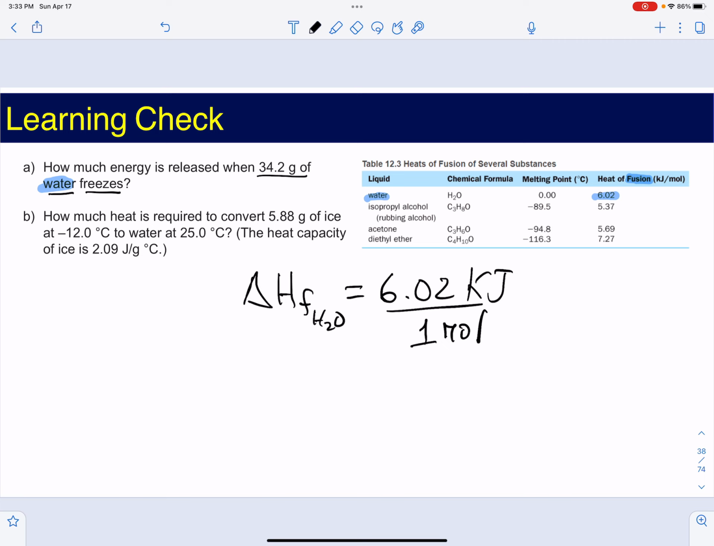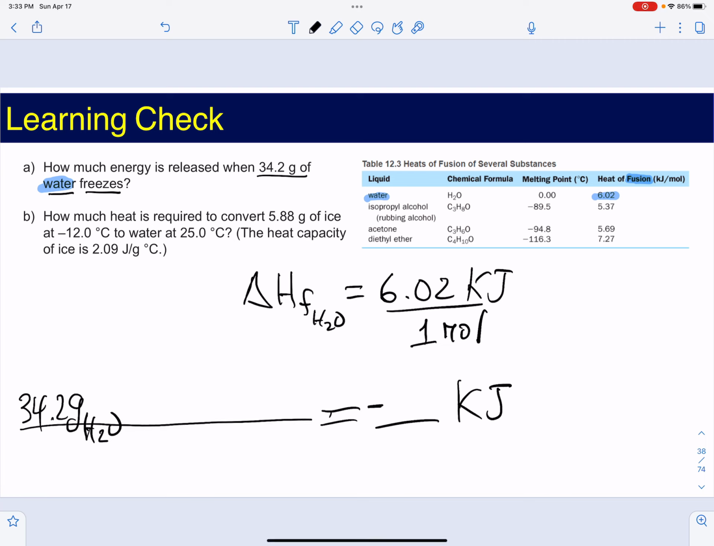Which means if we're looking for how much energy the process is going to release, it's going to be negative because it's going to be released, and we're beginning with 32.2 grams of water. All we have to do is make sure that we end up with kilojoules, and we know that the enthalpy of fusion is taking place here because it's freezing. Since we're dealing with water, we know it's 6.02 kilojoules per mole. It's freezing, so the molecules have to slow down and release energy, so negative.